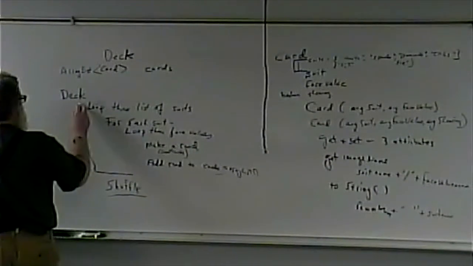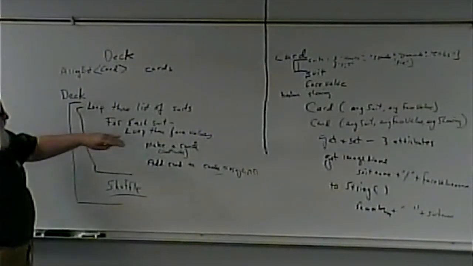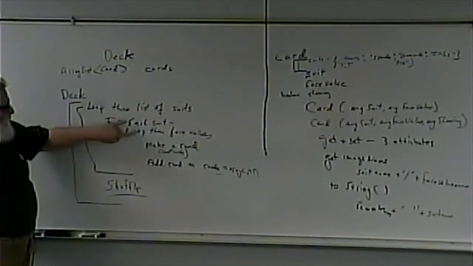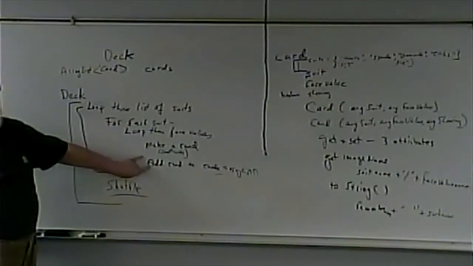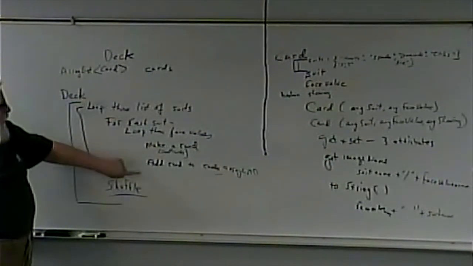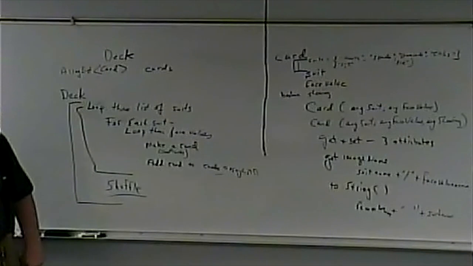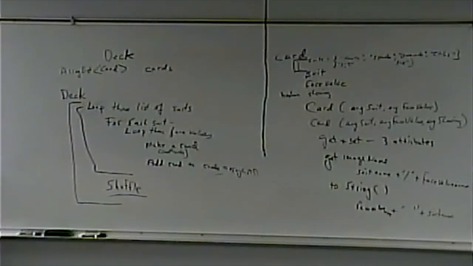So that's a constructor of a deck. Within a loop for each suit, for each face value, call the card constructor to create a card, and add that card to the card array list. When we're all done with these two loops, shuffle the deck. So after we've finished the constructor on the deck, we have a 52-card deck of cards that is in a random order, which is what we want to play the game with.